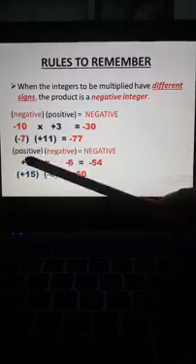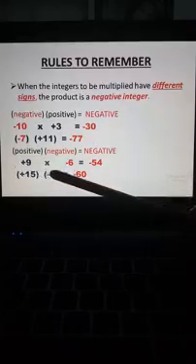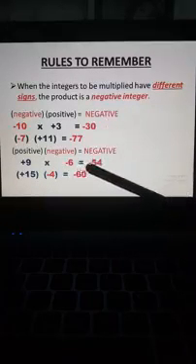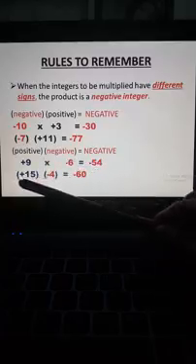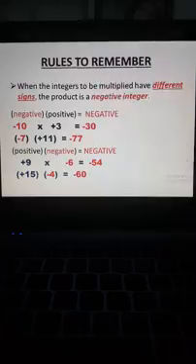Moving on, positive times negative equals negative. So positive 9 times negative 6 equals negative 54, and positive 15 times negative 4 equals negative 60.